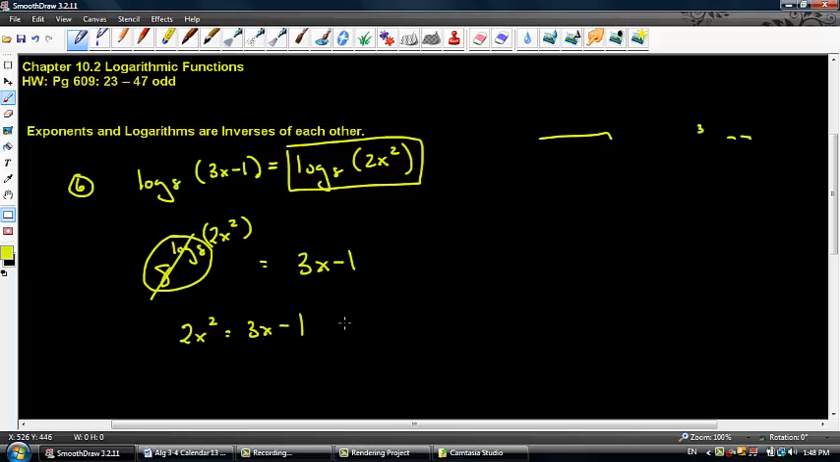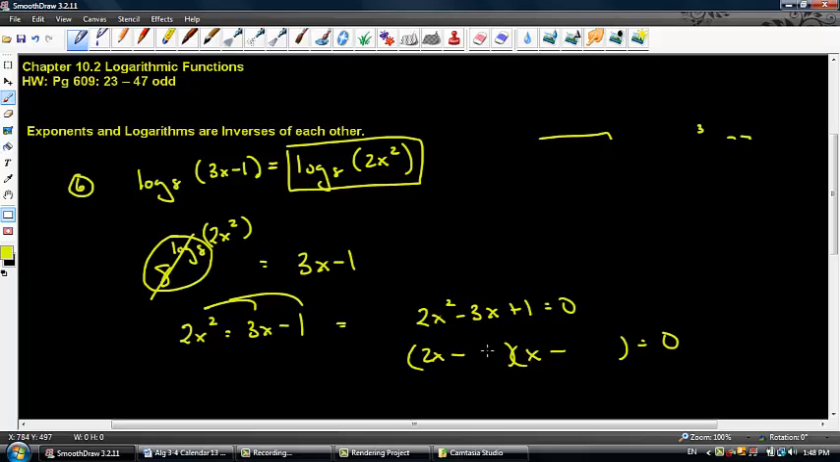From here, I can go ahead and set this thing equal to 0. 2x squared minus 3x plus 1 equals 0. I just subtracted everything and moved everything over. And I can go ahead and factor this thing. That is 2x and x. I have a negative, and it's going to be 1 and 1. So x equals 1/2, and x also equals 1.